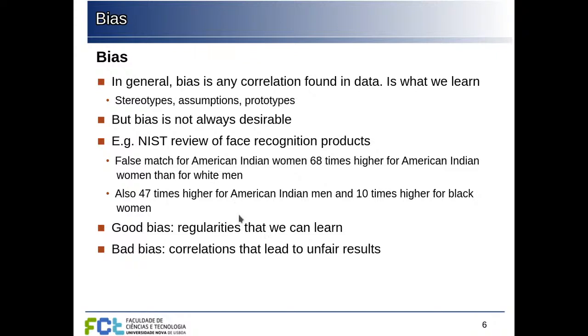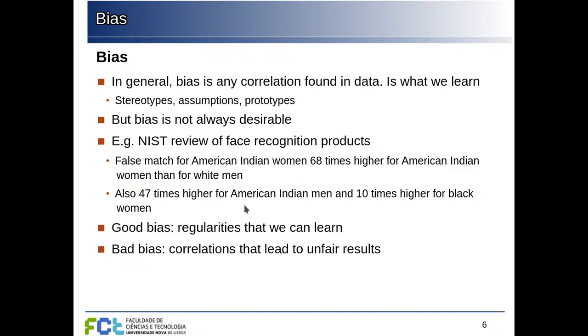But if they used, for example, images of American Indian women, the false positive rate increased by 68 times. For American Indian men, it was 47 times, and also for black women it was about 10 times what it was for white men. So basically, these networks were trained on data sets that were strongly biased towards a kind of face, light-colored people and mostly men. And then as we deviate from those faces, the network starts making a lot more mistakes.